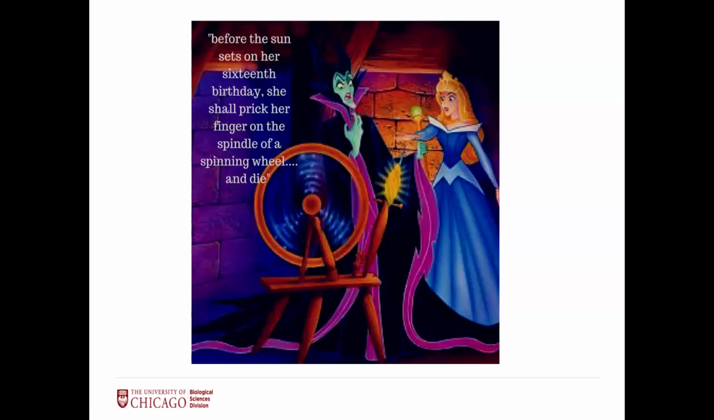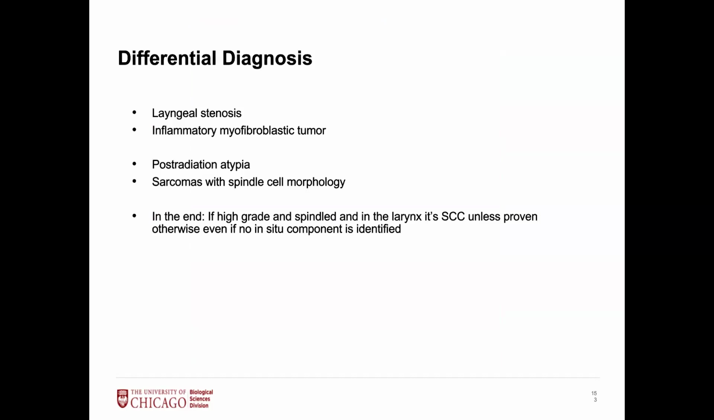This is just a little reference. I'm from Poland, and I didn't know what a spindle was when I was studying histology. So this is a spindle that the princess poked her finger on. So now I know. So they're fusiform, kind of ovoid shape. That's good to know.